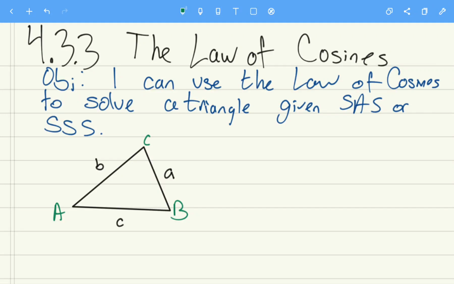Hello, this is Miss Goodwin, and today we are covering objective 4.3.3, the law of cosines. Today's objective is that you can use the law of cosines to solve a triangle given side angle side or side side side. Now, this formula does look a bit scary. Try not to freak out.